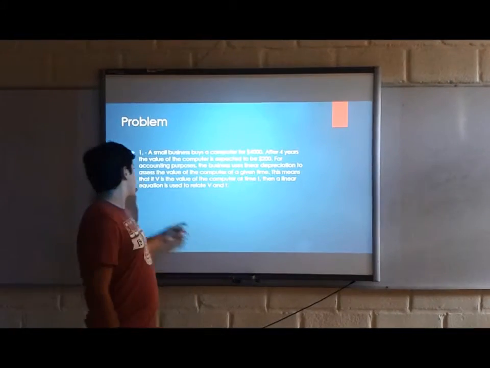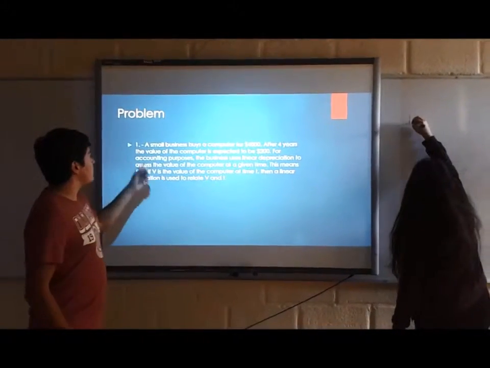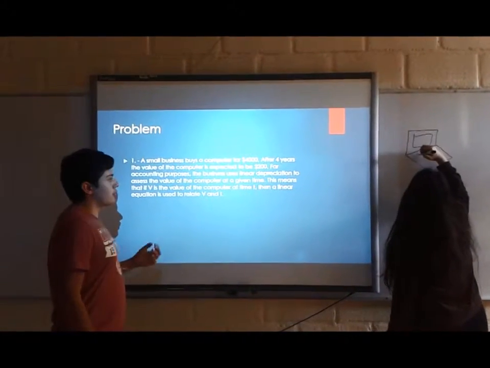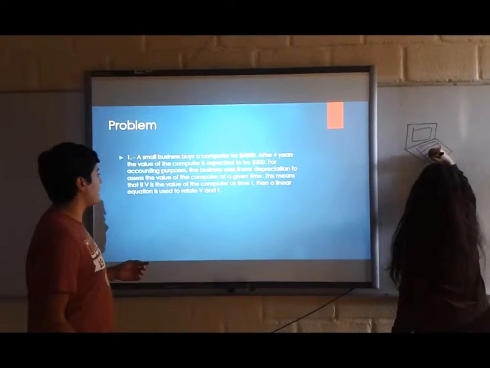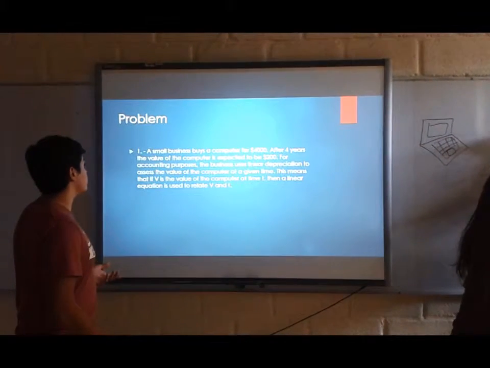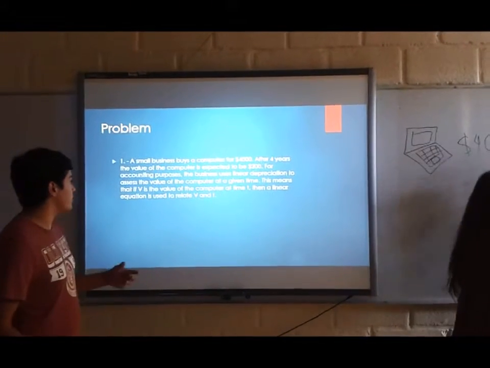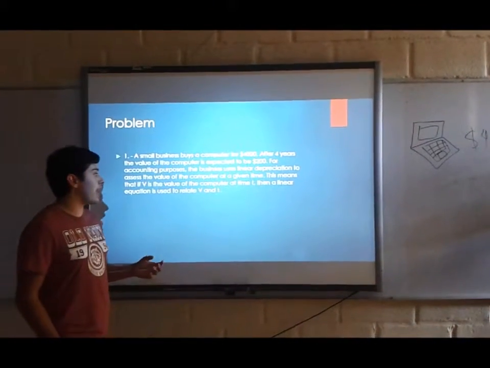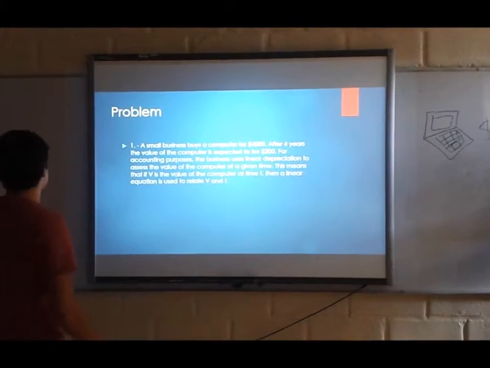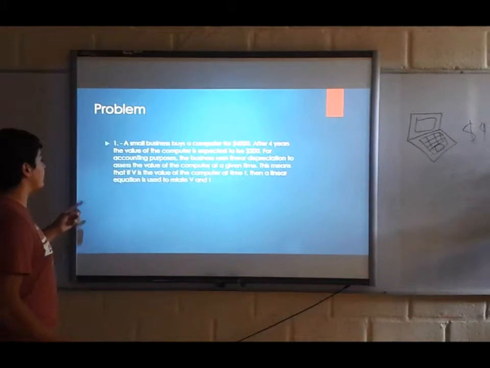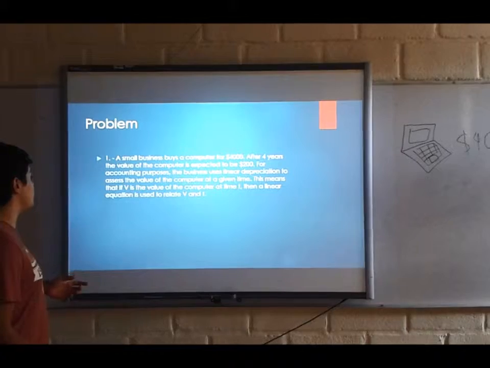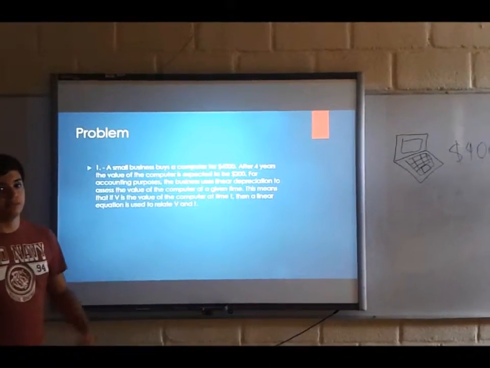First, the problem. A small business buys a computer for 4,000. After 4 years, the value of the computer is expected to be 200. For accounting purposes, the business uses linear depreciation to assess the value of the computer at a given time. This means that if B is the value of the computer at time T, then a linear equation is used to relate B and T.